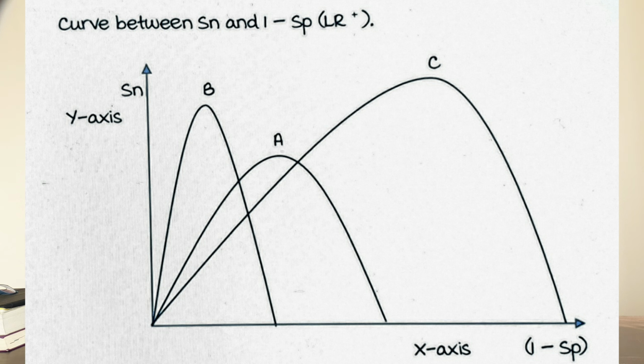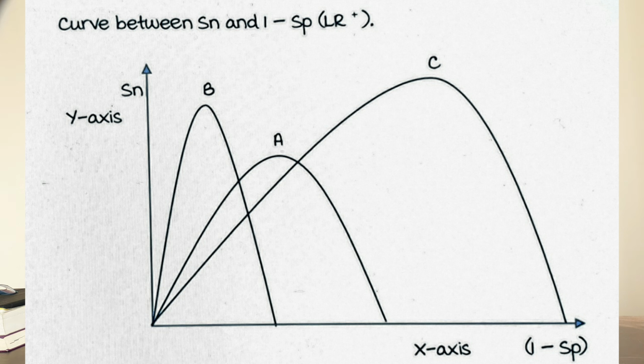For the best screening test, there are two criteria. There should be a higher sensitivity and there should be a low false positive rate. If the curve is highest on the y-axis, then that curve has the highest sensitivity. If it should have a low false positive rate, that means the curve should be more towards the left side.